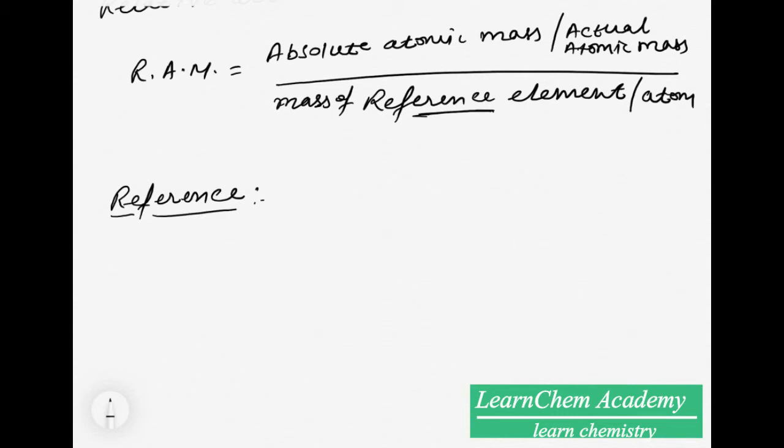So in case of atomic mass, or we can say relative atomic mass, we used hydrogen as a reference element. Hydrogen was used at that time as a reference to calculate the mass of all the elements.